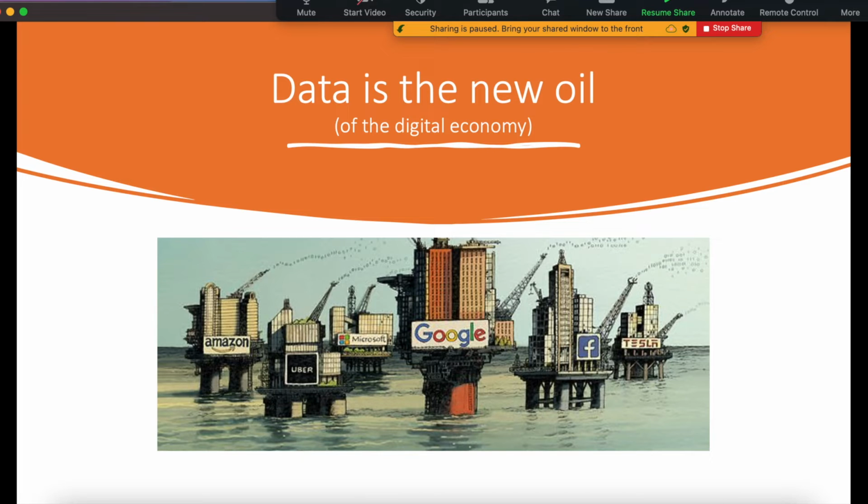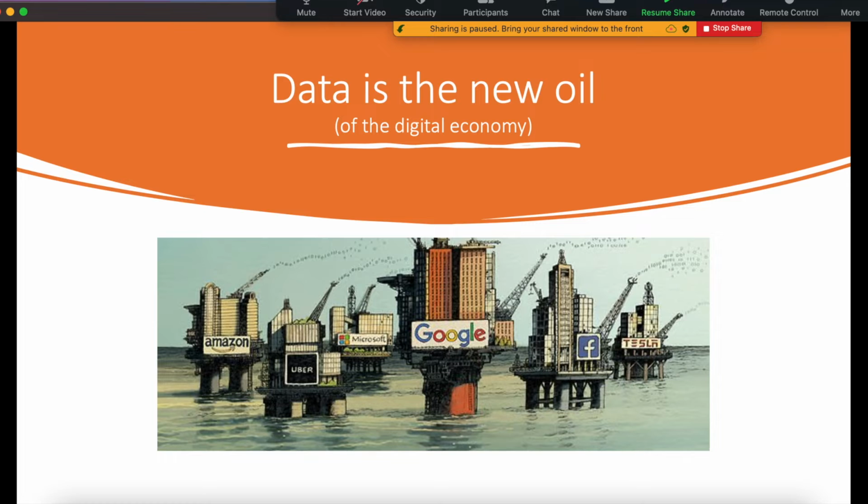One more thing, the new economy. Different industries came in different decades. Right now, the industry is the digital industry. In the digital industry, the fuel is data. This is called the digital economy. So based on the fuel only, the economy will be decided.